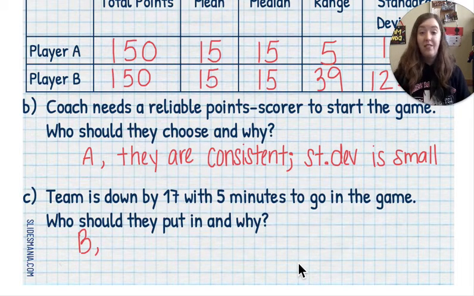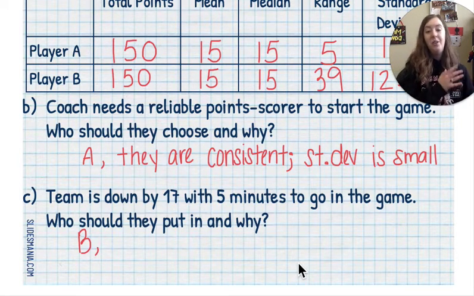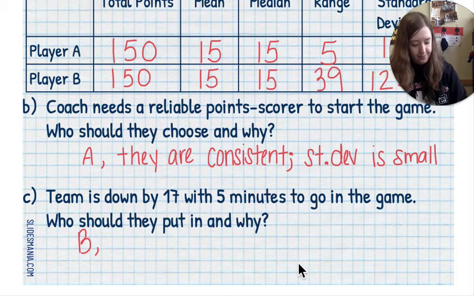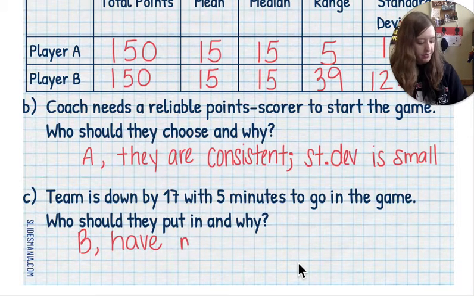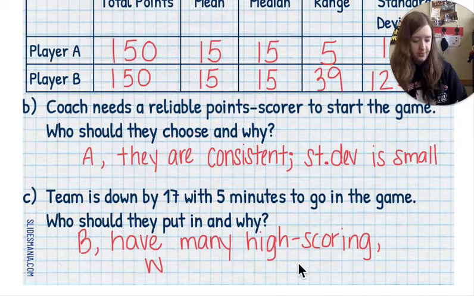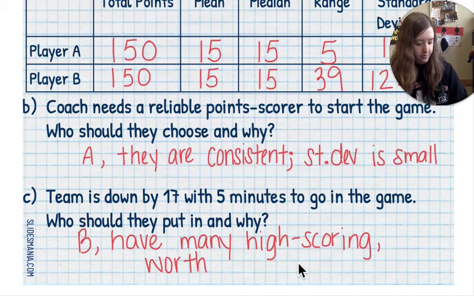Because if you're down by 17, you're hoping somebody is going to have a great game. Now, players who tend to have good games, bad games, a lot of times they do well under pressure, right? So you might choose B because they have many high-scoring games, and they're worth the risk.